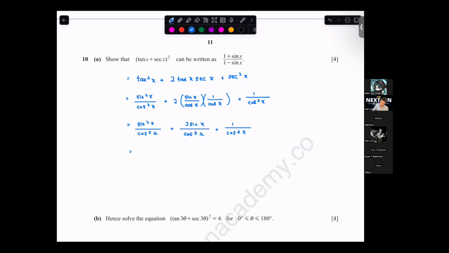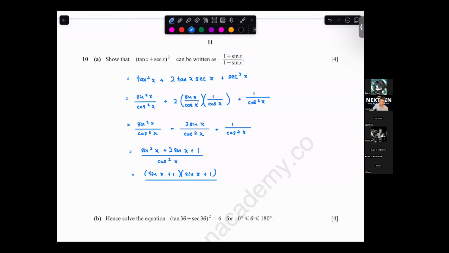Okay, add it all up together. You can write it as sine squared x plus 2 sine x plus 1, over cos squared x. What you need to realize here, on top, this is a quadratic expression, x squared plus 2x plus 1. How can we rewrite this? You can write it in a factorized form: sine x plus 1, sine x plus 1. Okay, you get some clue from here. And you see the bottom part, we want it as 1 minus sine x. How can we write 1 minus sine x?